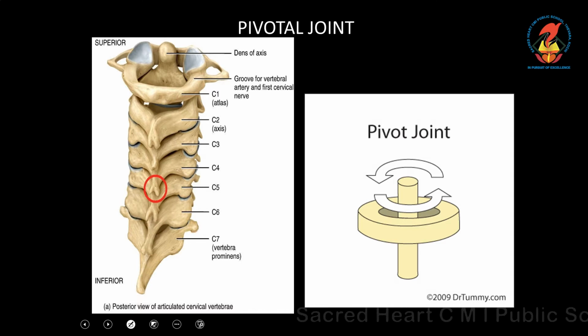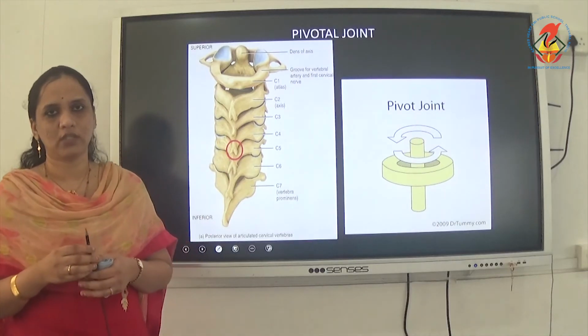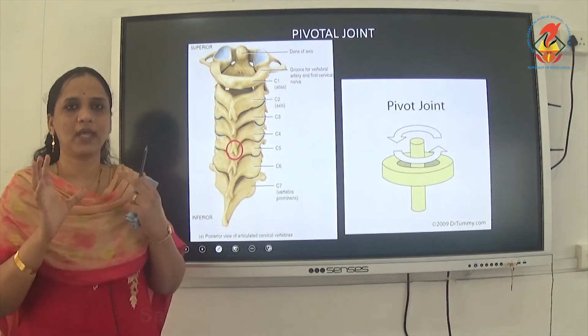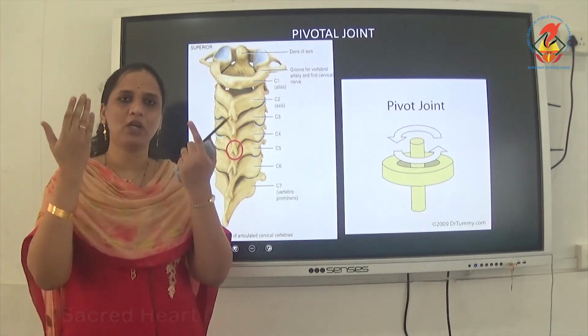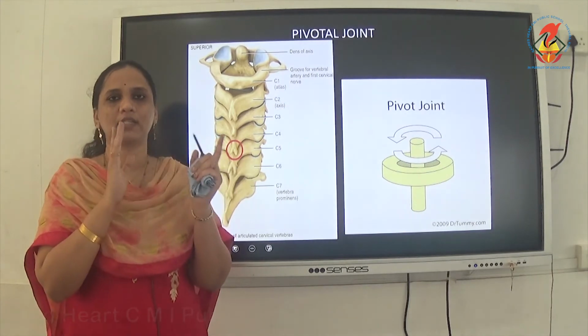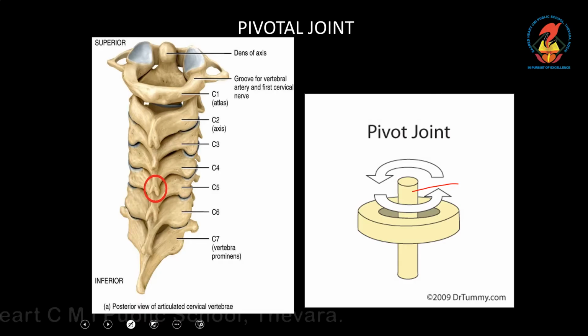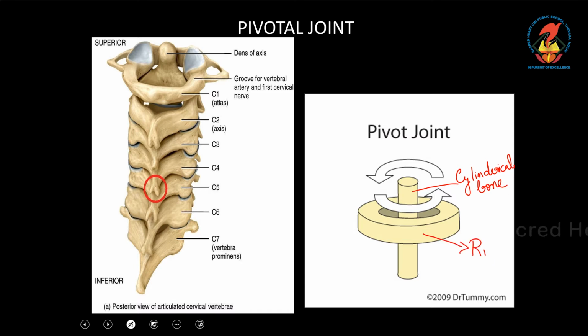Next you have your pivotal joint, that is your neck joint. So your neck, you can see you can bend it forward, backward, you can look to your right and to your left. So in your pivot joint you have your cylindrical bone that rotates in a ring, and you can see rotation here. So that is your pivot joint.